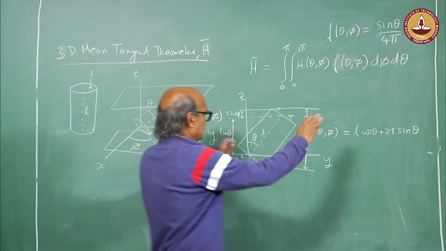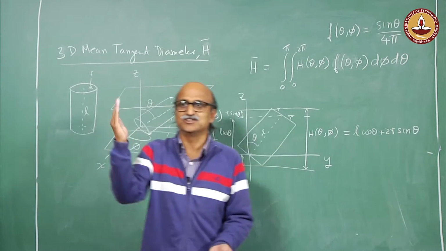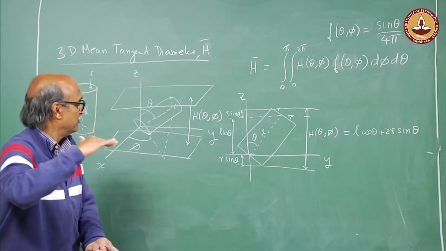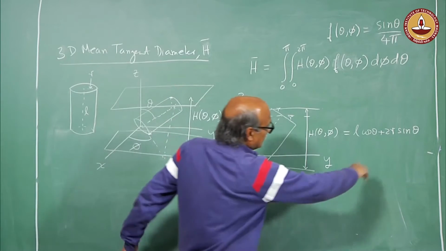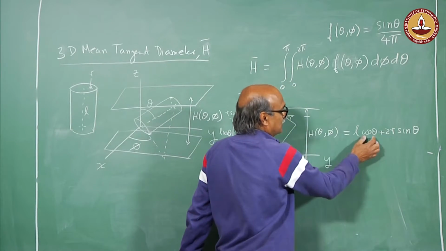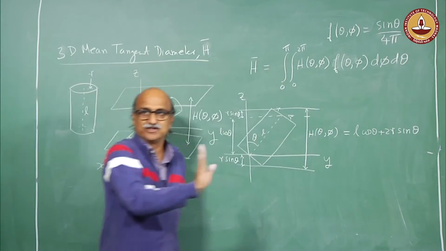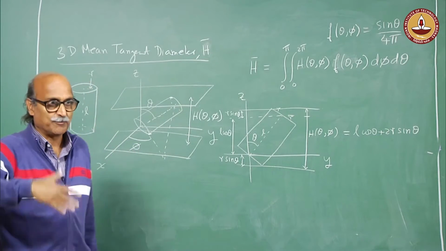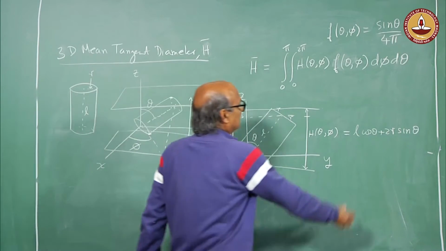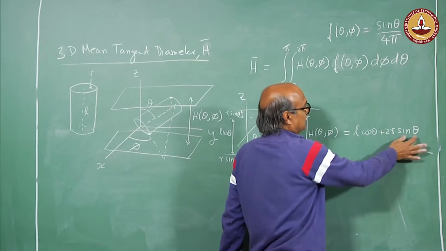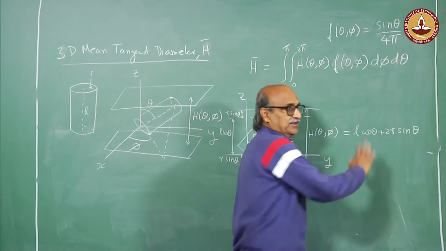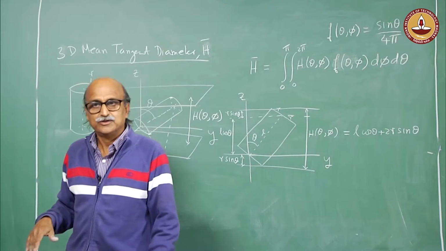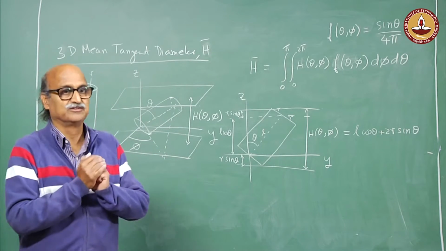We can confirm this. We had said that when theta is 0, the tangent diameter should be L. If I put theta as 0, this term goes to 0, this goes to 1, h theta phi is L. If I put theta as pi by 2, this term goes to 0, this sin theta goes to 1, the tangent diameter is 2r, the diameter of the cylinder.